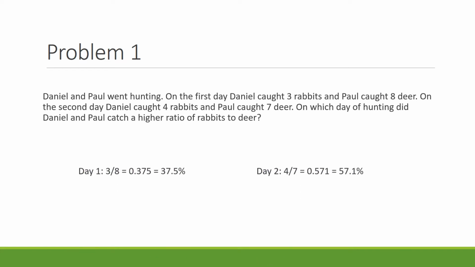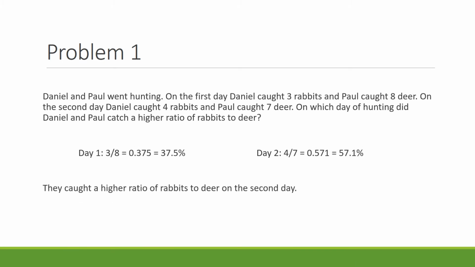So, how are we going to set up our ratios? For day 1, 3 over 8, or 3:8, equals 0.375, which equals 37.5%. On the second day, they caught 4 rabbits and 7 deer. This is 0.571 or 57.1%. They caught a higher ratio of rabbits to deer on the second day.